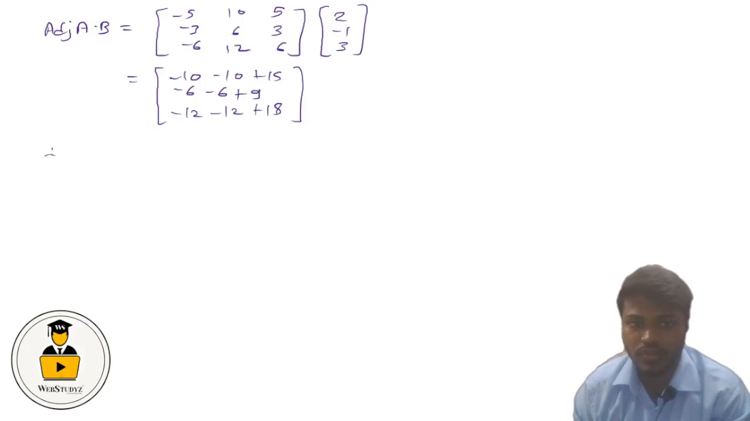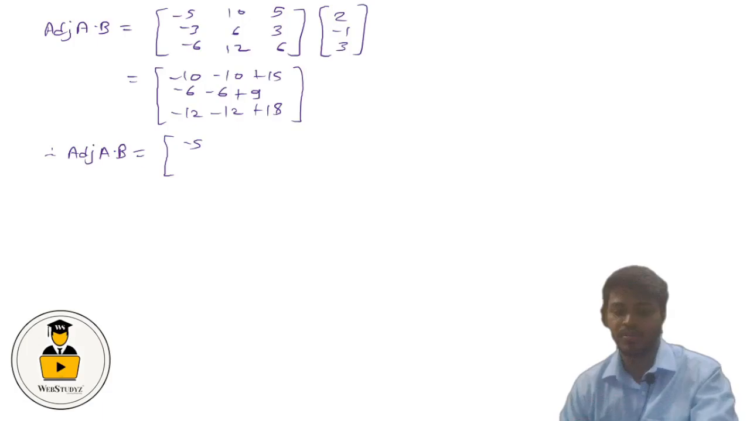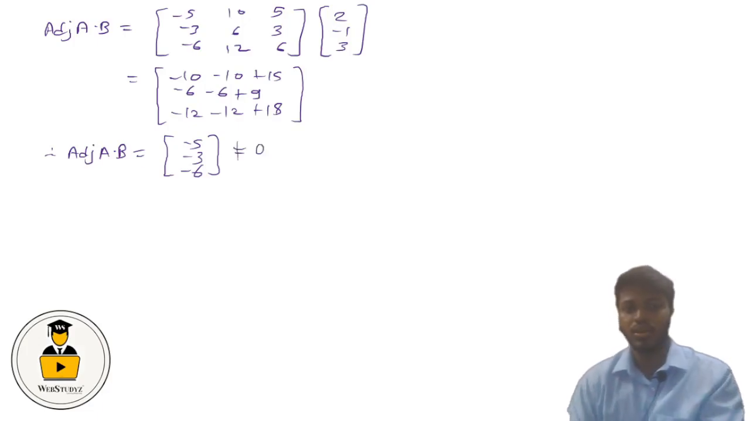So therefore we can say that adjoint of A times B comes out to be, now this is minus 20 plus 15, which is minus 5. Next element will be minus 6 minus 6 minus 12, minus 12 plus 9 is minus 3. Then minus 12 is minus 24. Minus 24 plus 18 will be minus 6. So this is our adjoint of A into B. Now we can see that this is not equal to a null matrix.